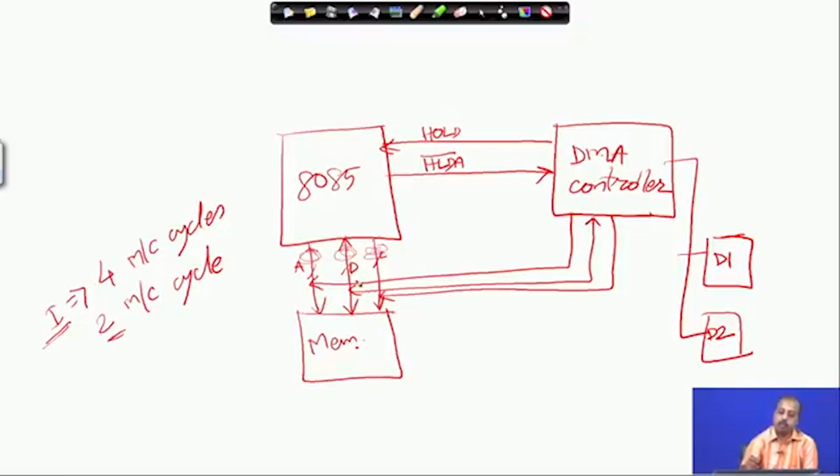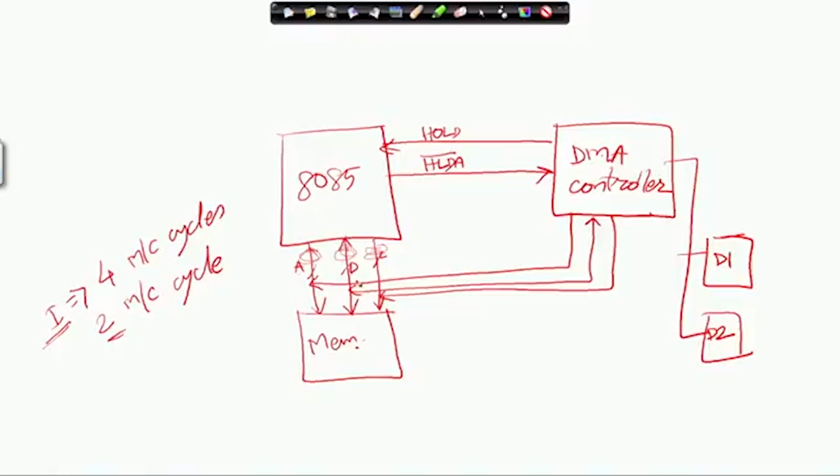So, when the hold becomes deactivated, the PC still contains the correct value. The instruction continues from wherever it had stopped when the hold signal occurred. This way the DMA controller can be interfaced with the 8085, and that way we can do data transfer between device and memory, which is very fast.